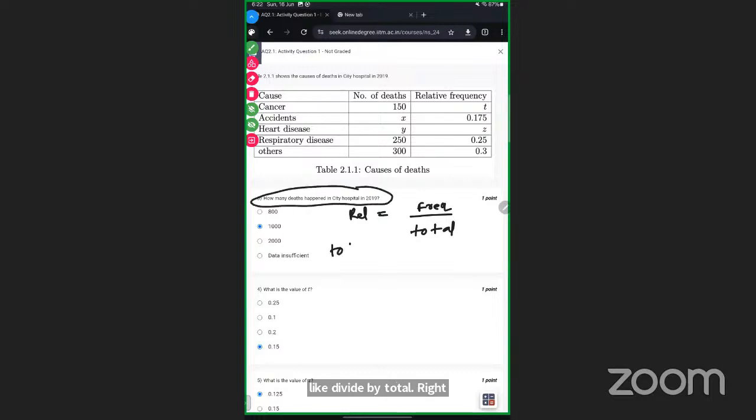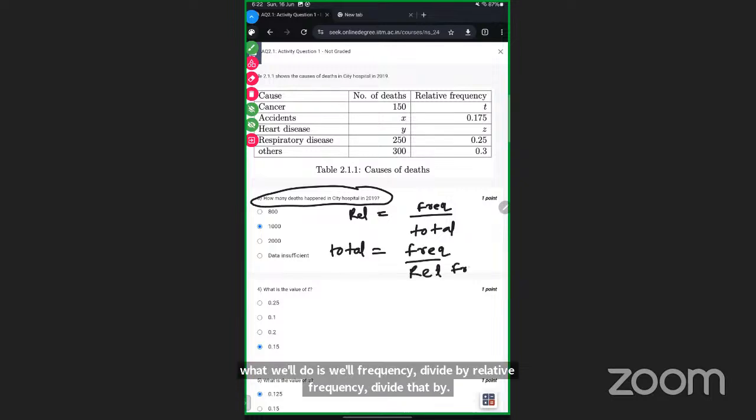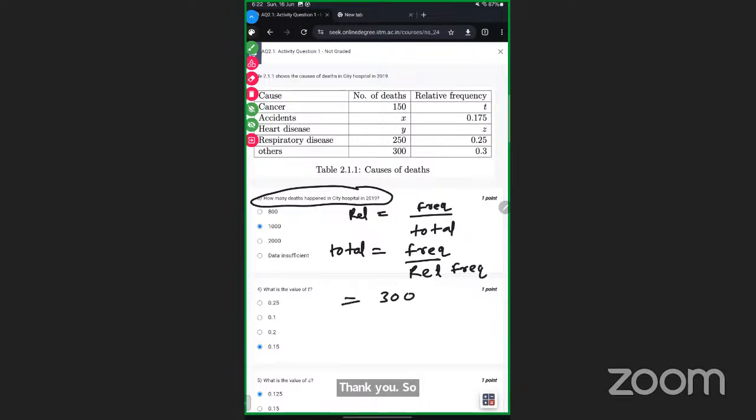So to find the total, what we'll do is divide frequency by relative frequency, right? Frequency is 300 in the last case, and relative frequency is 0.3. You can write 0.3 as 3 divided by 10, so 300 divided by 3 and multiplied by 10, something like this. If you do, this is going to be 1000. So from this you can find how many deaths happen.